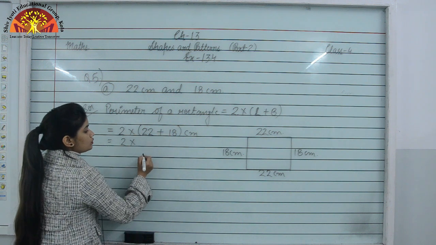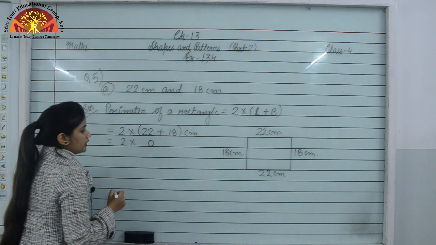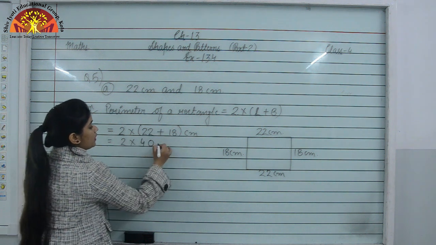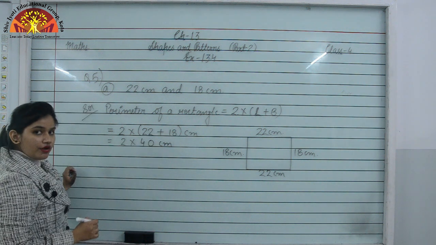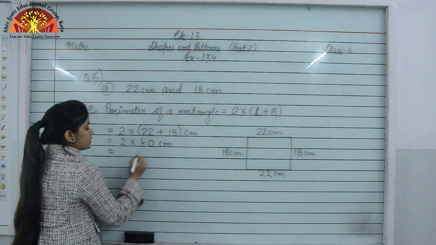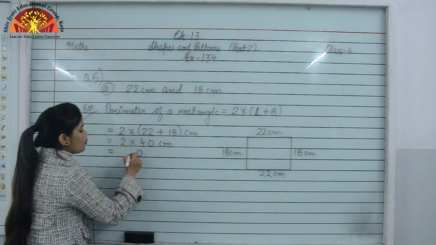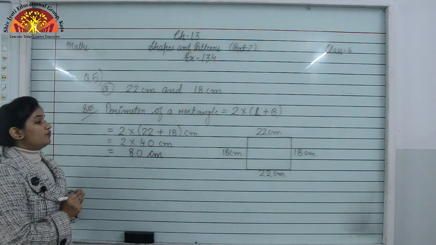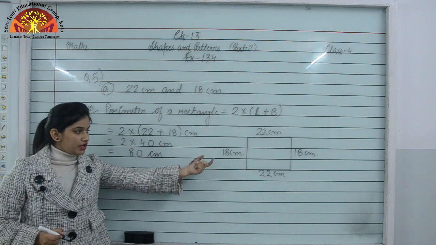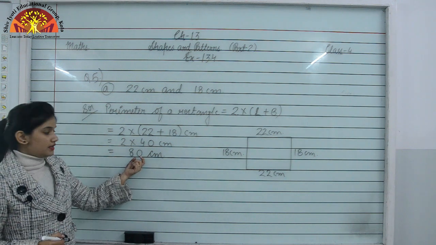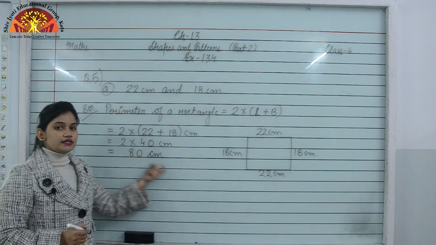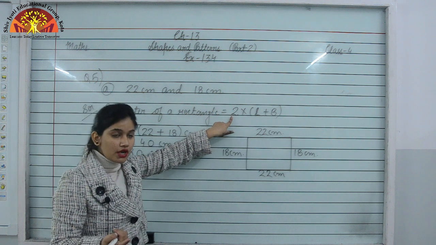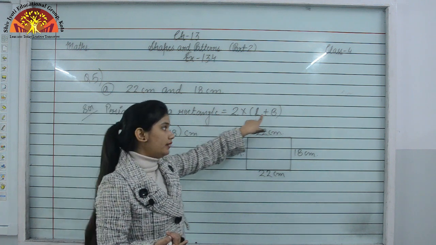So 8 plus 2 is 10, carry over 1. Then 2 plus 1 is 3, plus 1 is 4. So it will be 2 multiplied by 40 centimeter and 2 into 0 is 0 and 2 4s are 8. So the answer is 80 centimeter. Now what is the perimeter of this shape? The perimeter of a rectangle is 80 centimeter. And how can we find the perimeter of a rectangle? We have to use this formula, 2 multiplied by length plus breadth.